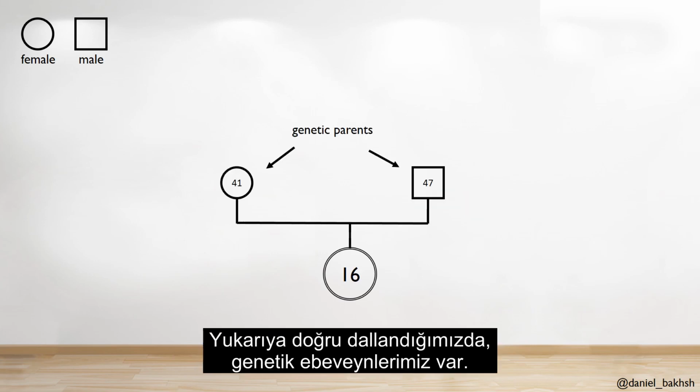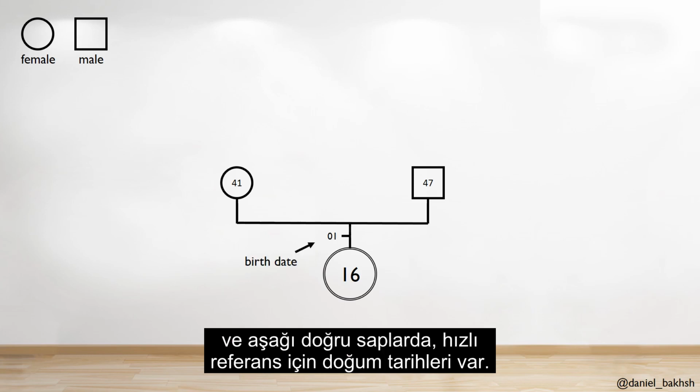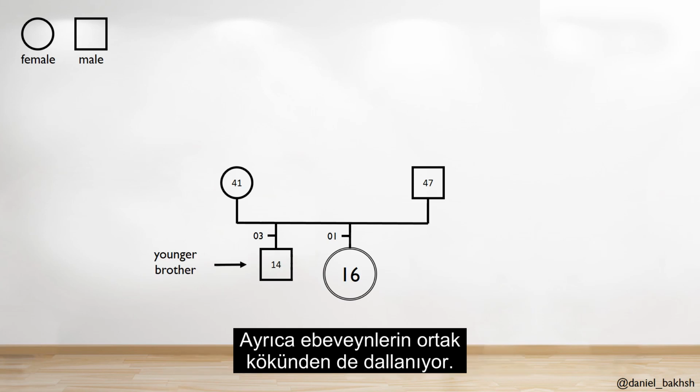Branching upward, we have the genetic parents. We also have their ages listed, and on downward stems we have the birth dates for quick reference. And then here we have a younger sibling, also branching off the parents' shared stem there.